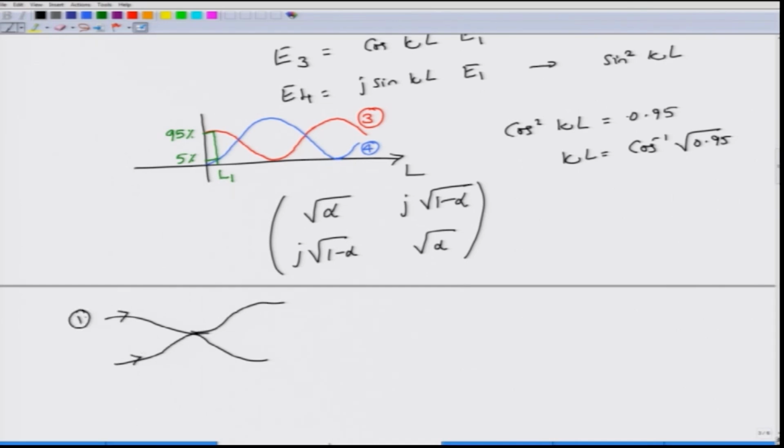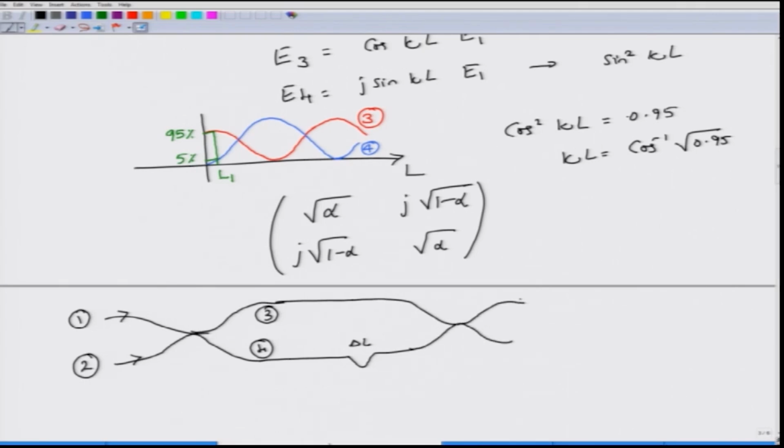So, this is input coming from port 1, this is input coming from port 2, and then it splits into two outputs, in port 3 and port 4. You can connect two waveguides here which will guide light, and then you create a small path length difference here of path delta L, and then you combine these two outputs.